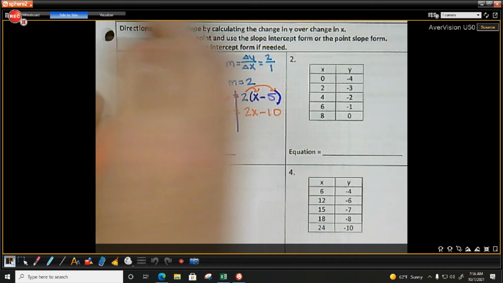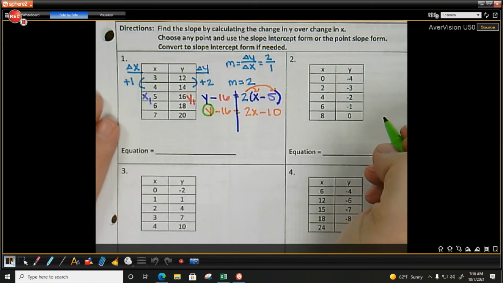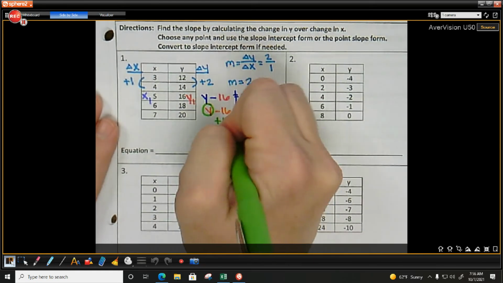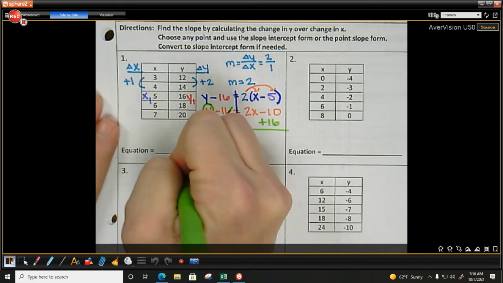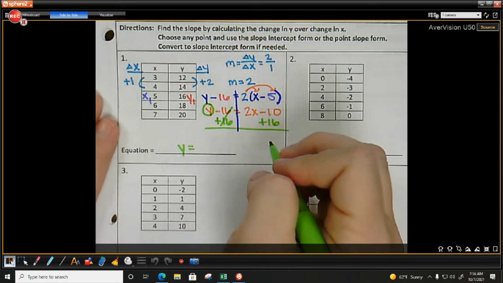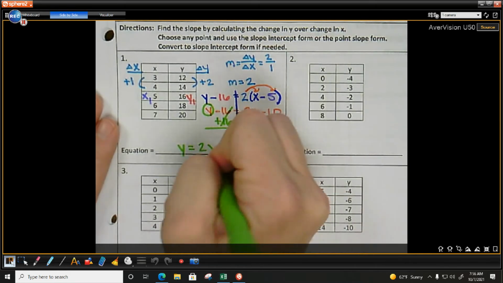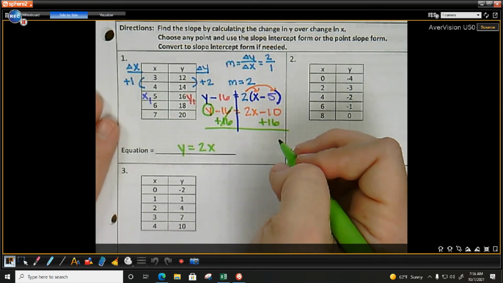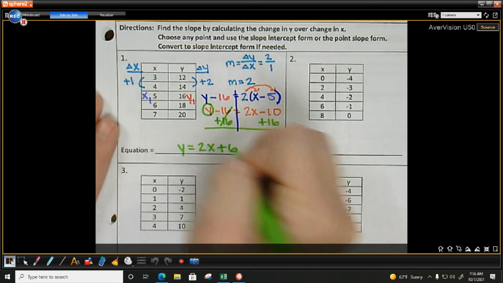Okay, I want y by itself. What am I going to do? Add 16. Very good. So we get y equals 2x. What's negative 10 plus 16? Plus 6. Okay?